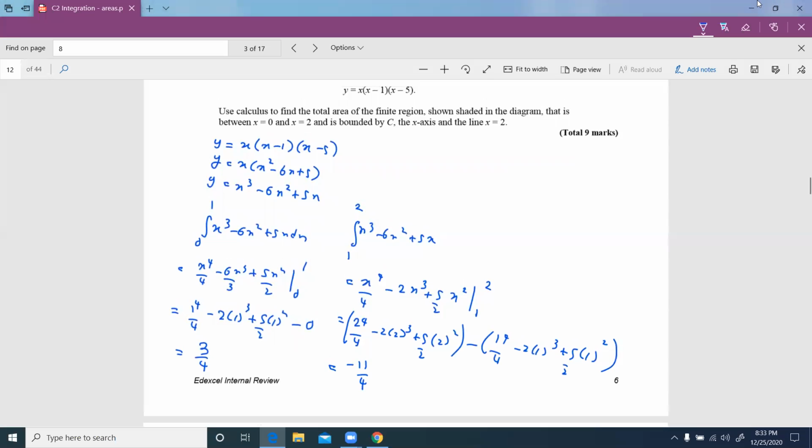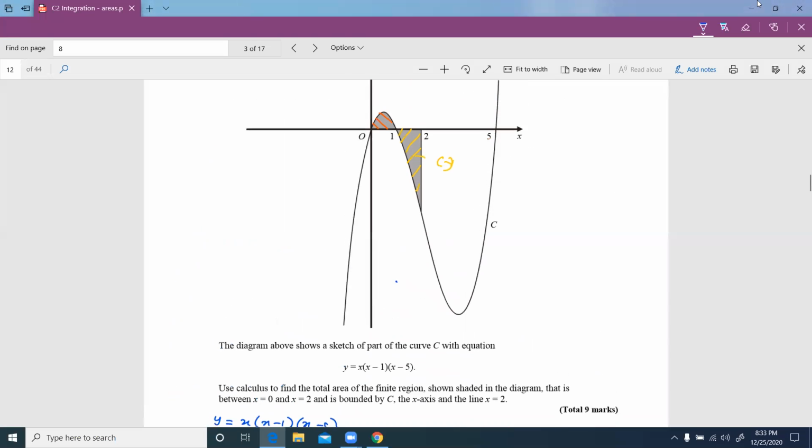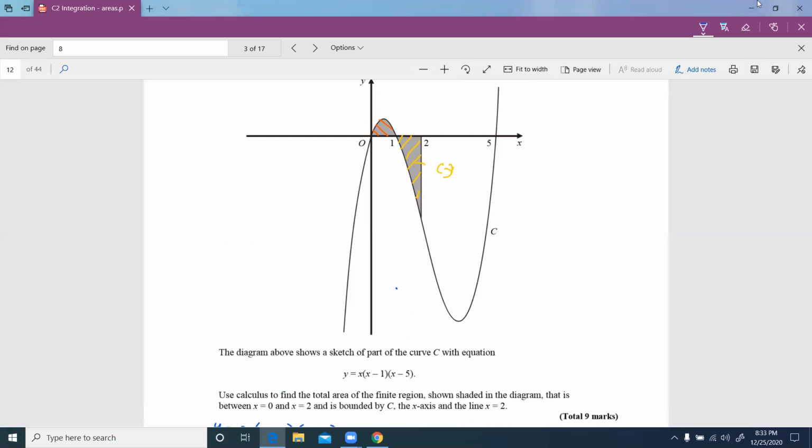Because this area is underneath the x-axis. Just like the first part of it, the graph is somewhere like this, above the x-axis. Therefore, you get a positive answer for that. The other part of the graph is just like this, underneath the x-axis. So obviously you get a negative answer for it.